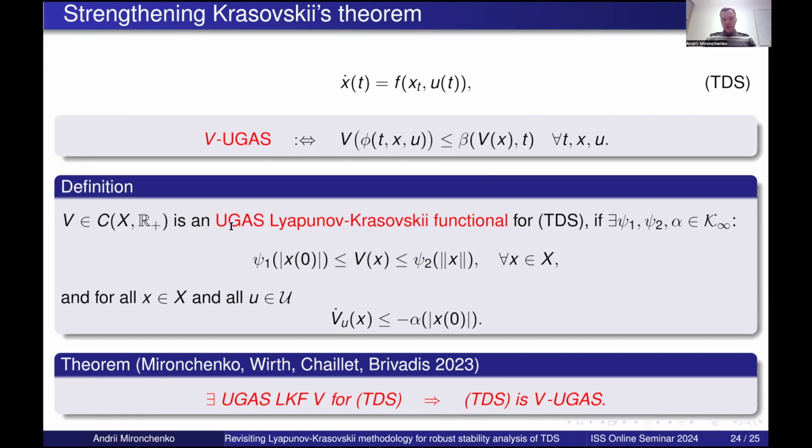Then we can introduce the UGAS Lyapunov-Krasovskii functional in this way. V is sandwiched and V dissipates, has this pointwise dissipation. And then we can again show that the existence of such a UGAS Lyapunov-Krasovskii functional implies V-UGS of the time delay system. So we have basically two improvements. One is that we can obtain the Krasovskii result for systems with additional disturbances. And second, that we can get a bit more than UGAS. We get V-UGS.